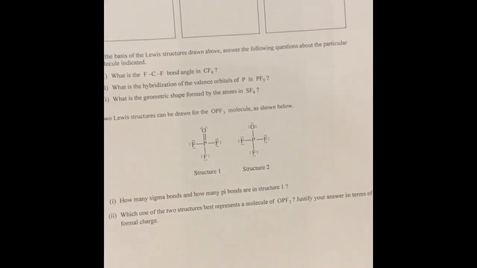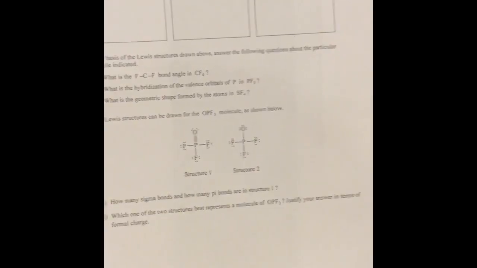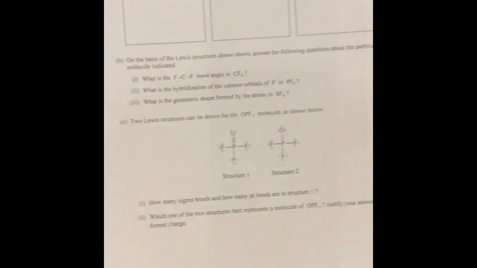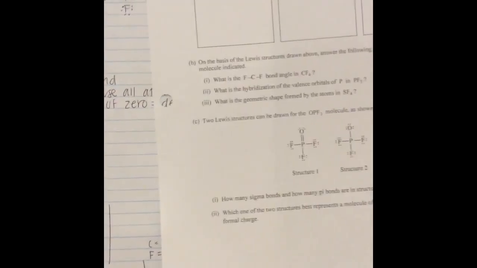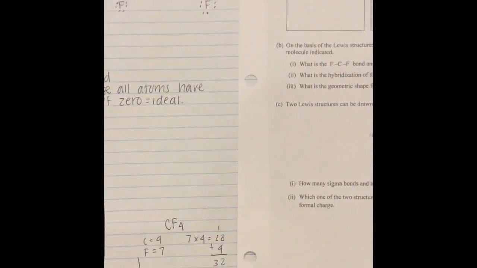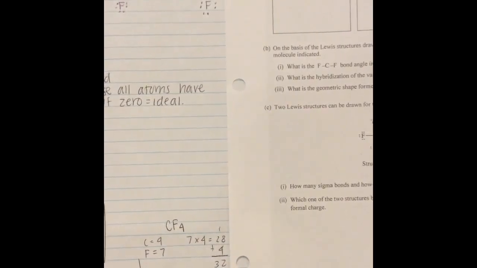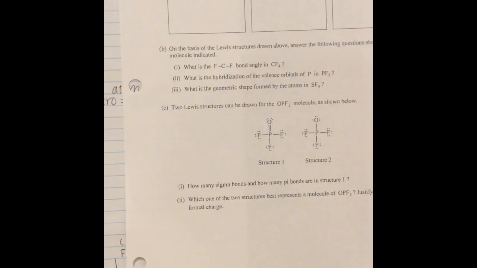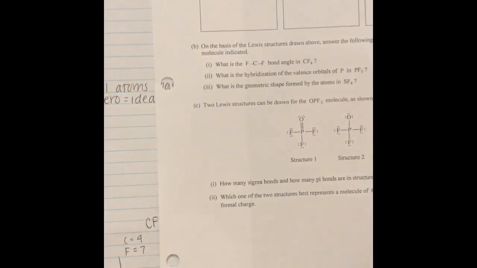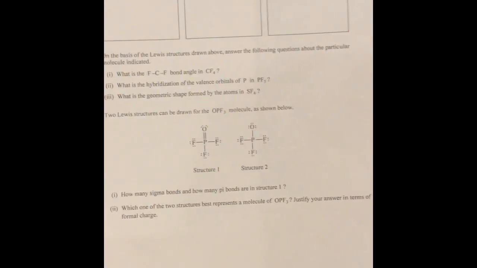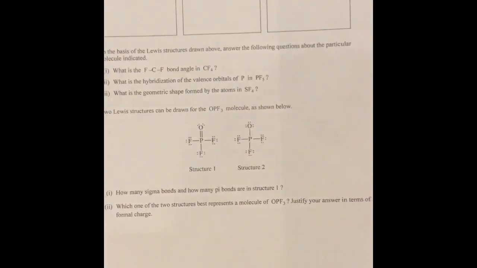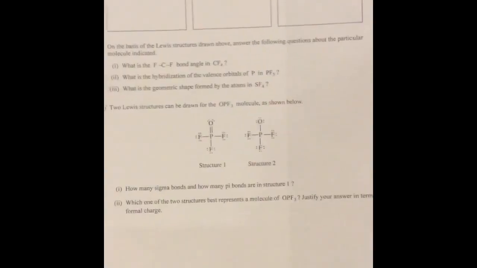And then which one of the 2 structures best represents a molecule of OPF3? Justify your answer in terms of the formal charge. And I determined that structure 1 was the best representation of a molecule of OPF3 because the formal charge for all of its atoms is 0, which is the ideal case when looking at structures. And that is it.